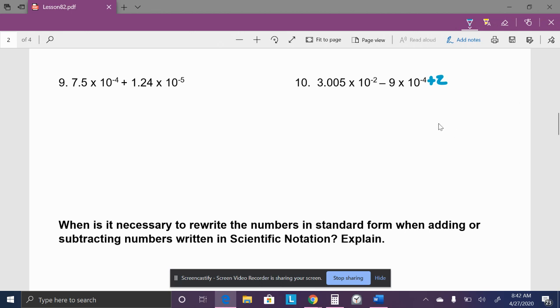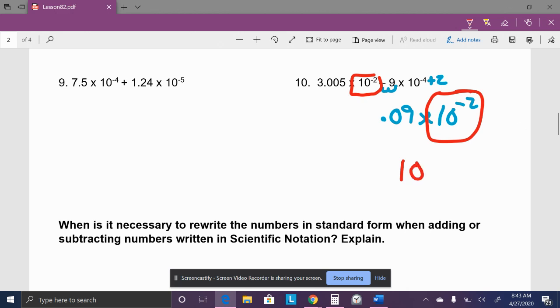Now, I can't just do that. I have to also move the decimal. 1, 2. So it's 0.09 times 10 to the negative 2. Now they both have the same power of 10. So they have 10 to the negative 2. It's going to be in the answer in the end. And we're subtracting these.